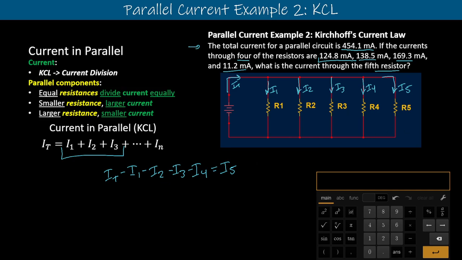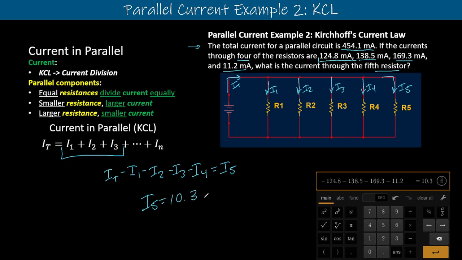And so we'll use our Desmos here and we'll calculate that out. We'll say that they're all in milliamps, so we'll leave them in milliamps. We'll take our total, 454.1 milliamps, and we'll subtract out what they gave us, 124.8 minus 138.5 minus 169.3 minus 11.2. That's going to give us 10.3 out. So we expect I5 to equal 10.3.